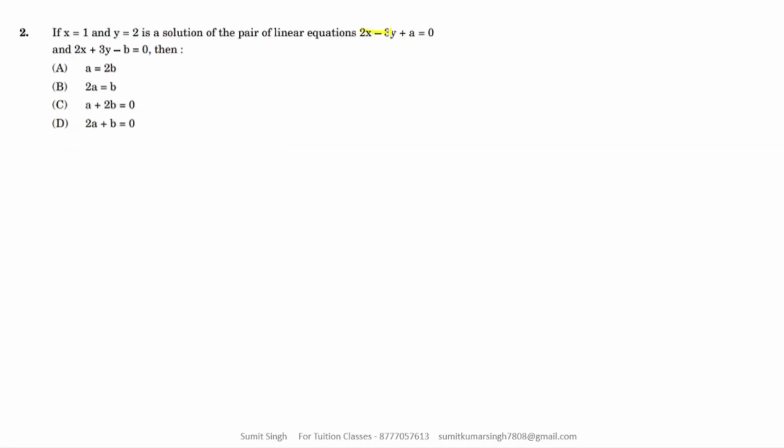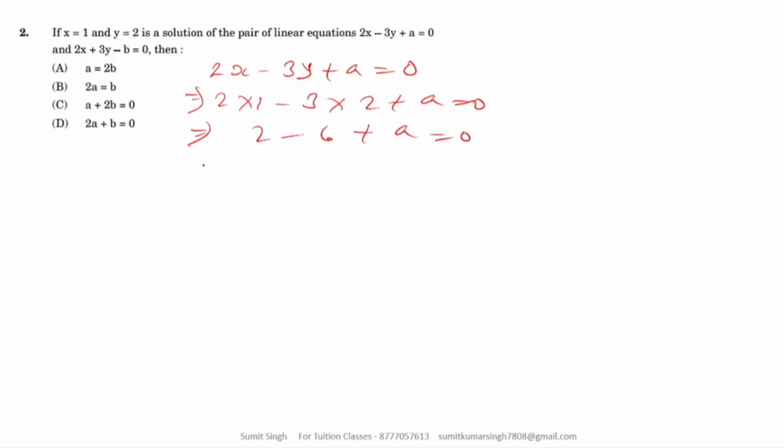Here we have two linear equations. One is 2x minus 3y plus a is equal to 0, and the second equation is 2x plus 3y minus b is equal to 0. The condition is, if you substitute x is equal to 1 and y is equal to 2, which relation will be satisfied? If we substitute x as 1 and y as 2 in the first equation, our expression will be 2 times 1 minus 3 times 2 plus a is equal to 0. Simplifying, it will be 2 minus 6 plus a is equal to 0, so the value of a will be 4.